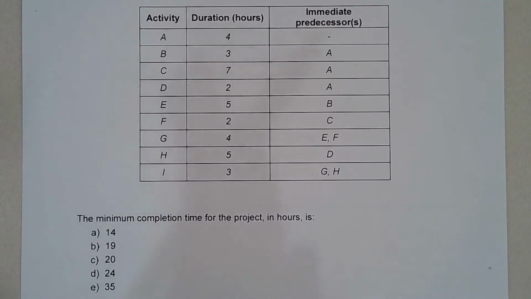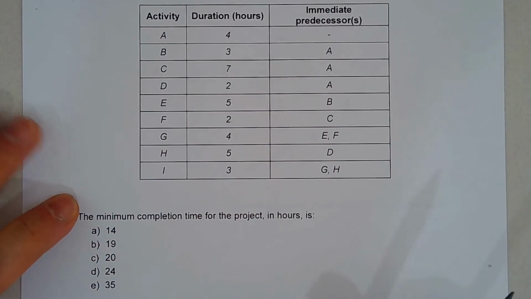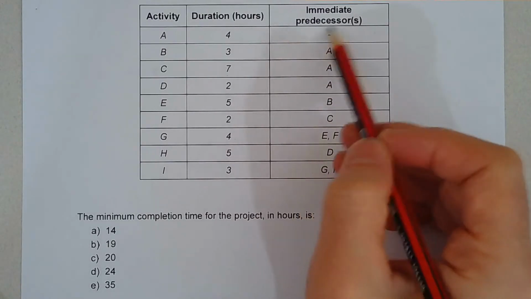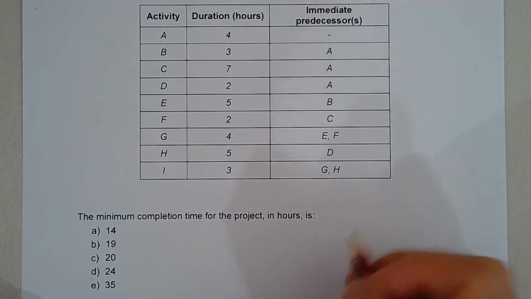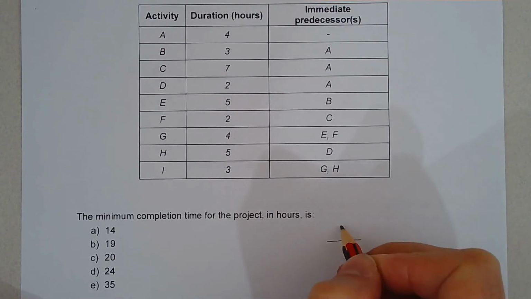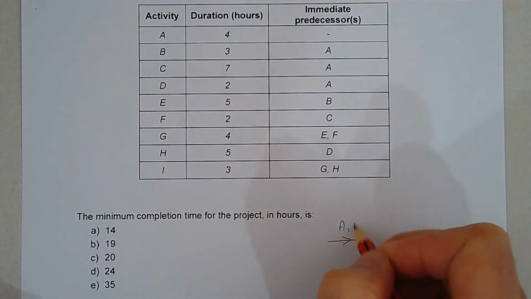So what we're going to do is draw a network diagram to represent this sequence of activities. So let's start. Activity A is our starting activity. It has no immediate predecessor. So let's start off this way. There's A, and its duration is 4 hours.